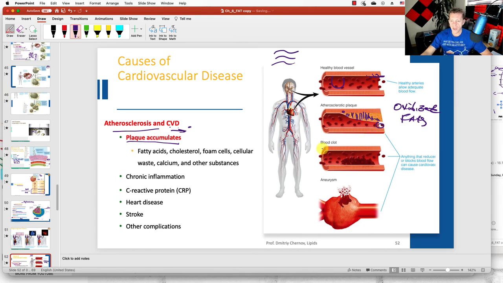And then there's aggregation, and that can lead to a stroke if it's in your brain, or it can lead to a heart attack if it's in your heart artery. So that's what it can lead to. Plaque accumulates free fatty acids, cholesterol, converted into foam cells, cellular waste, calcium, and other substances.